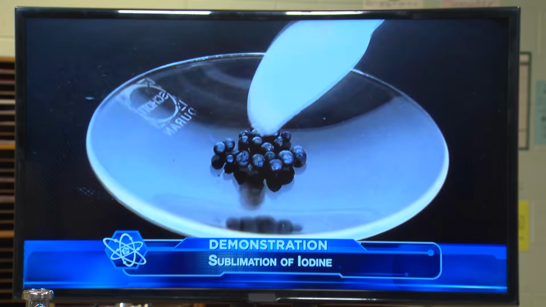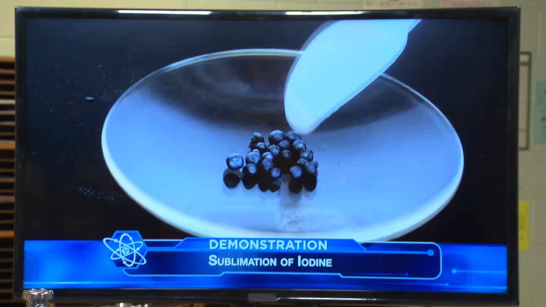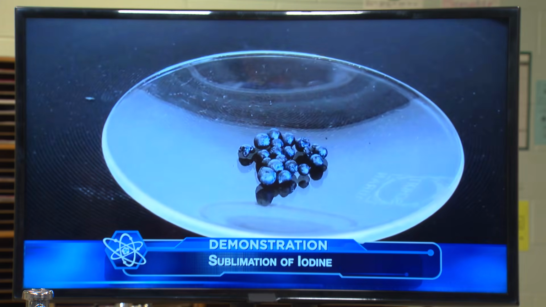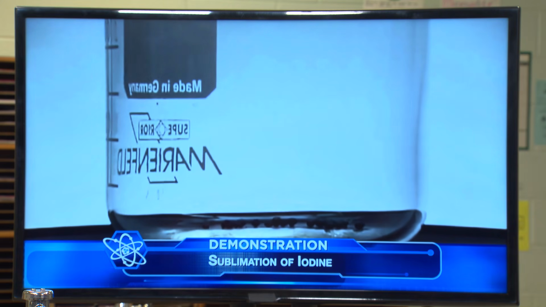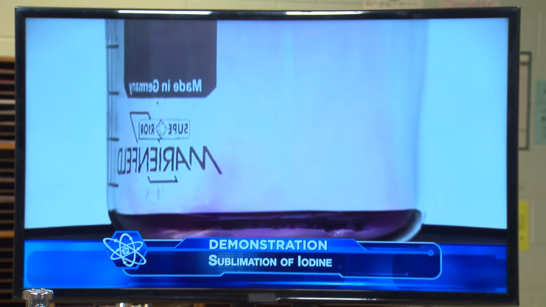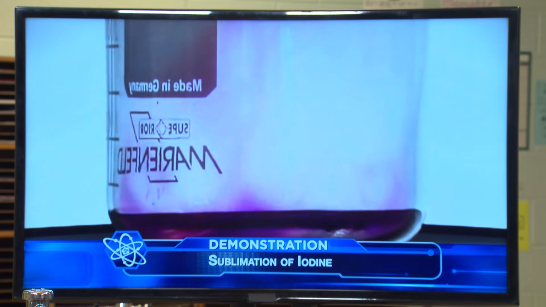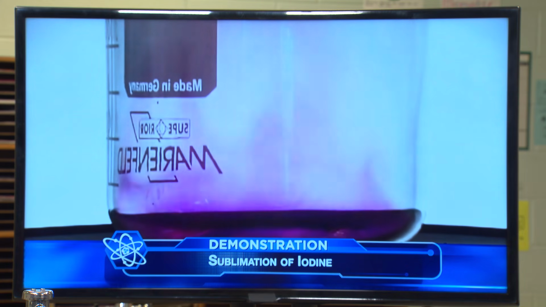But if you put a small amount into a beaker and heat it on a hot plate as it undergoes a phase change, as it heats up, think about what usually happens when you heat a solid. Solids usually melt into liquids. Iodine isn't melting, it's turning into a purple gas without turning into a liquid first.